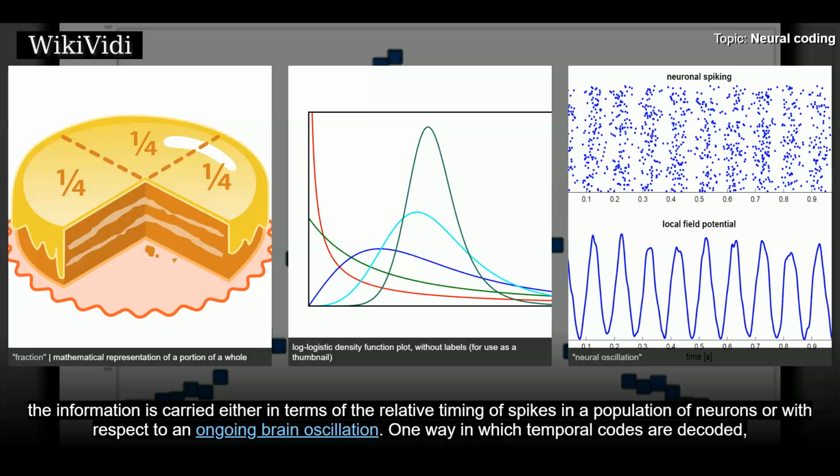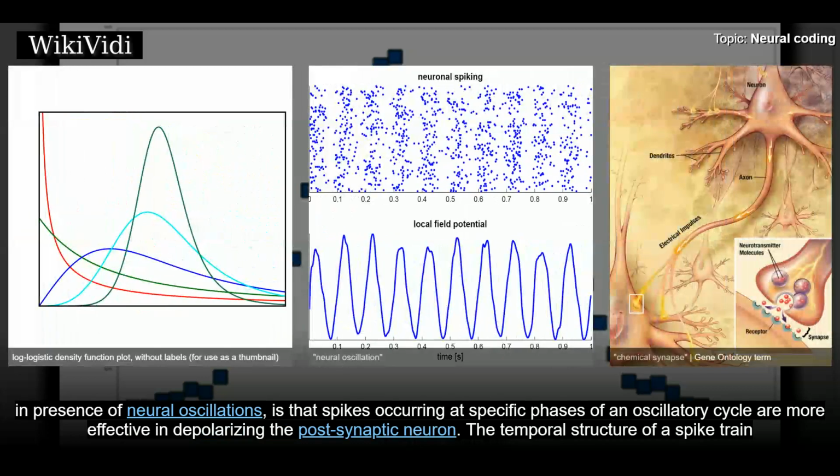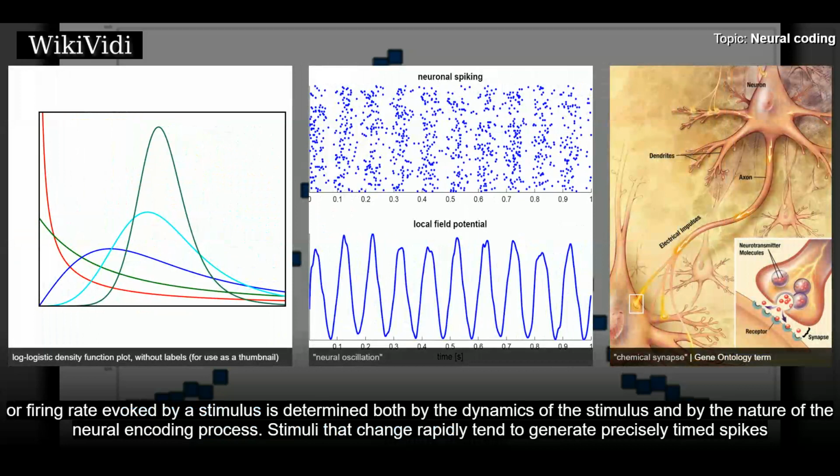One way in which temporal codes are decoded, in the presence of neural oscillations, is that spikes occurring at specific phases of an oscillatory cycle are more effective in depolarizing the postsynaptic neuron. The temporal structure of a spike train, or firing rate evoked by a stimulus, is determined both by the dynamics of the stimulus and by the nature of the neural encoding process.